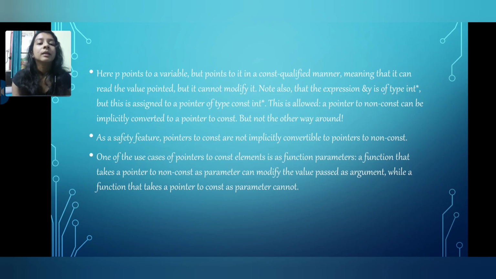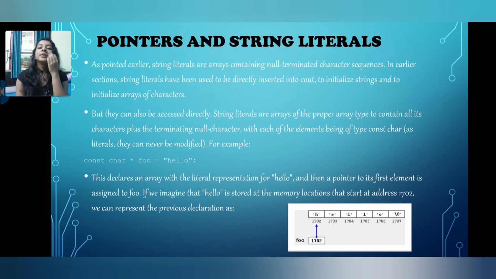So one of the usual cases of pointers to constant elements is as function parameters. A function that takes a pointer to non-constant as parameter can modify the value passed as argument, while a function that takes a pointer to constant as parameter cannot. A function that takes a value as constant, which is predefined as constant, cannot modify that. It can access that, but it cannot modify that. Keep that in mind.